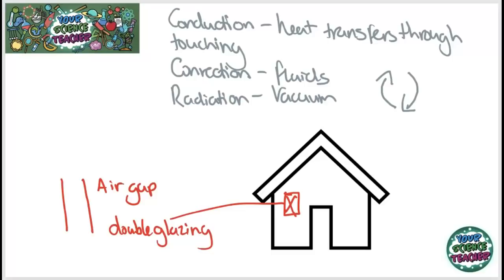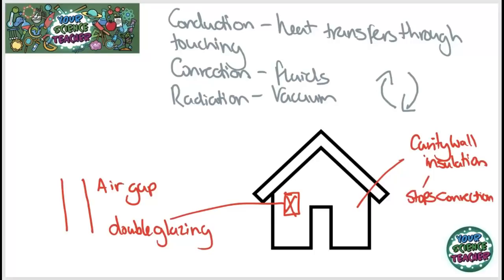We also have what's called cavity wall insulation. And cavity wall insulation, basically what it does is it's a foam-like substance, and it stops convection currents from forming between your walls. And we also have loft insulation as well.